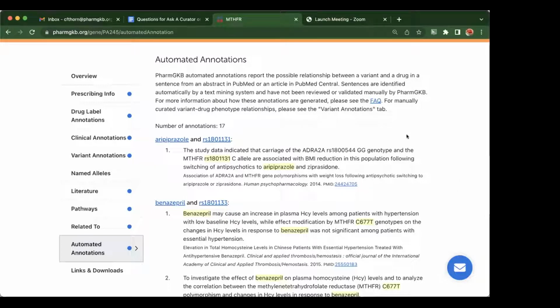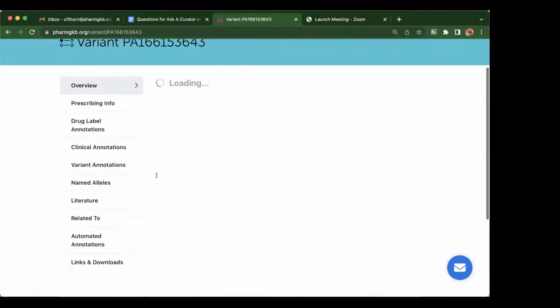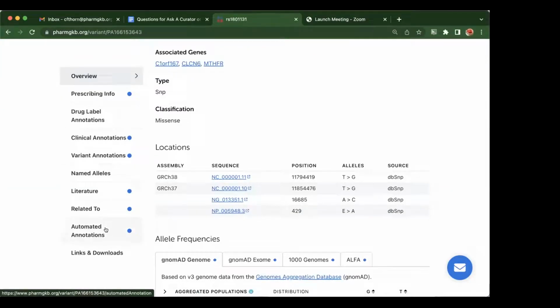I thought I saw hands up from someone and I'm not seeing now. Is there a question? Yeah, hi, can I ask a question, Caroline? Yeah, go ahead. So can we move from, for example, variant to automated annotations? I know that you use here the gene itself to find the automated annotation for that gene, but if I go to the variant itself, is there... okay, it's there too, yeah.